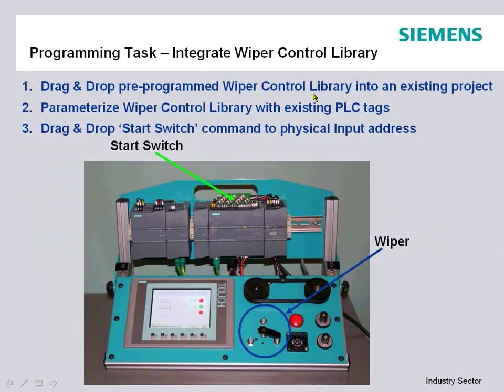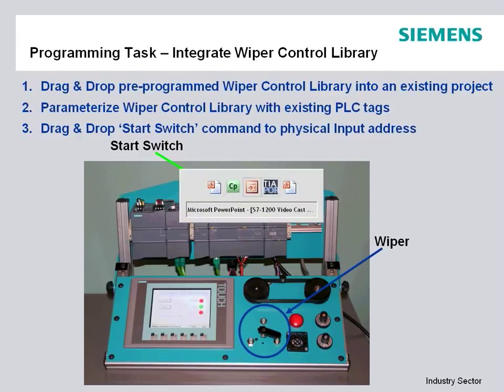For our programming task today, we're going to integrate this wiper control shown down here that goes back and forth across these three proxes into our existing project from part 1 of the webinar series. We're going to drag and drop pre-programmed wiper control libraries from a library repository into an existing project. We're going to show you how easily it is to parameterize this wiper control library using existing PLC tags without any typing or syntax necessary. We're going to drag and drop the start switch command signal to a physical input address without doing any other typing or knowing the syntax of the address.